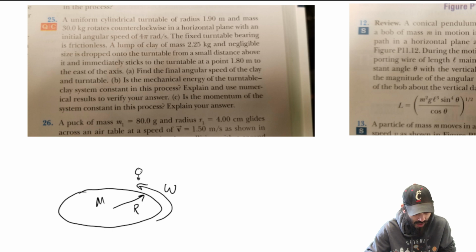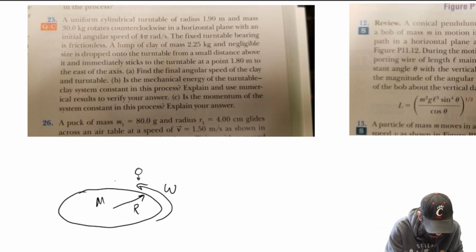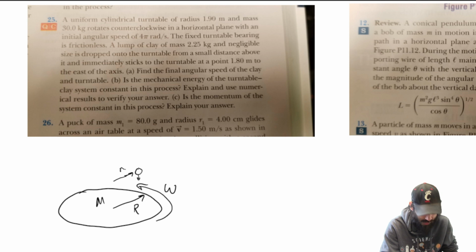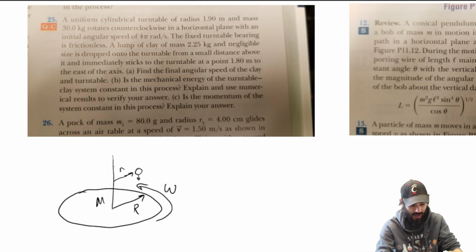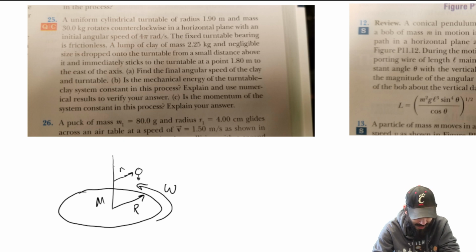And this lump of clay is going to stick to it. And it's going to be at some distance. So I'm going to draw this distance. It's kind of like projected upwards so that there's some vertical axis here. And I'm dropping that so that when it lands, it's going to be a different distance away from the center. It's not going to be the whole radius r.